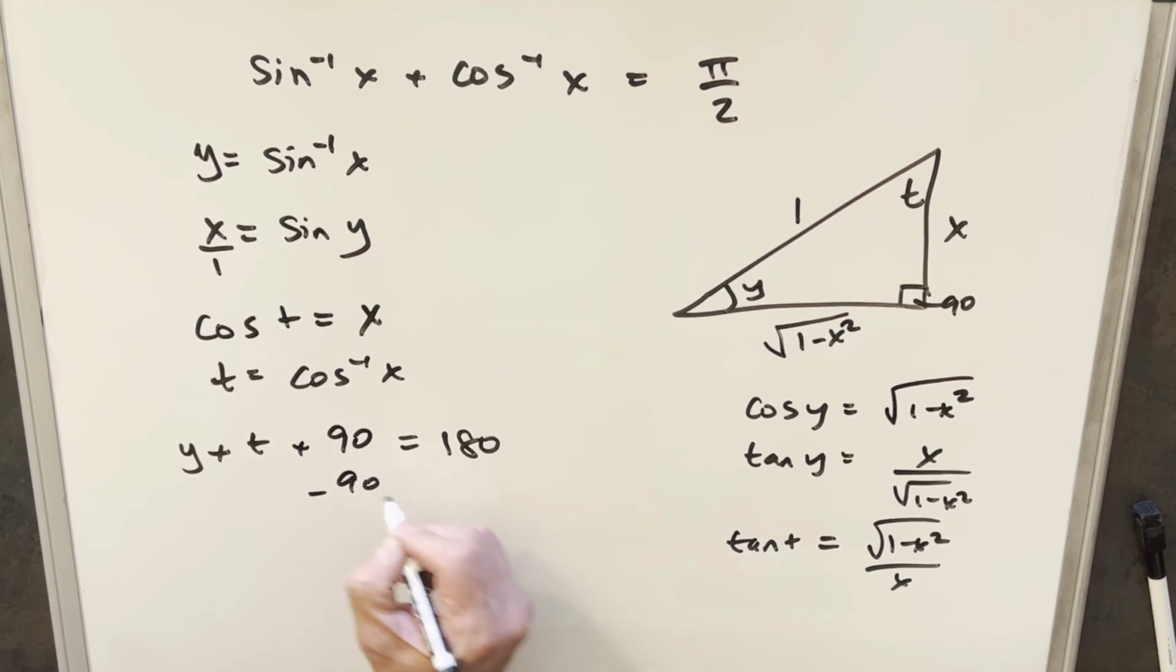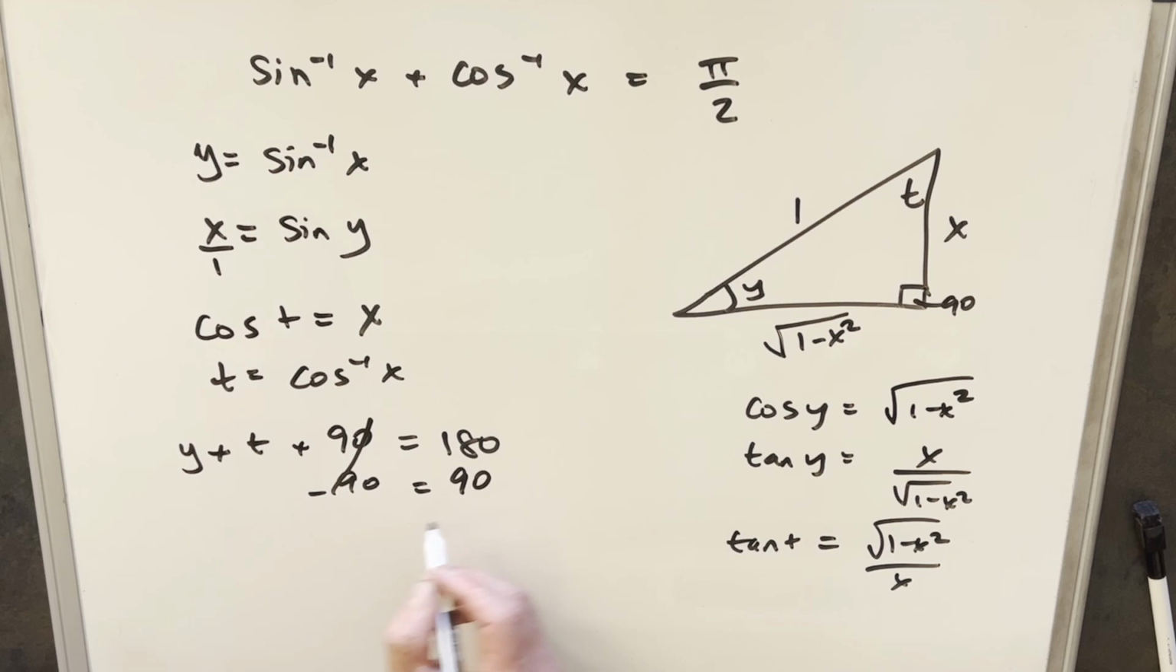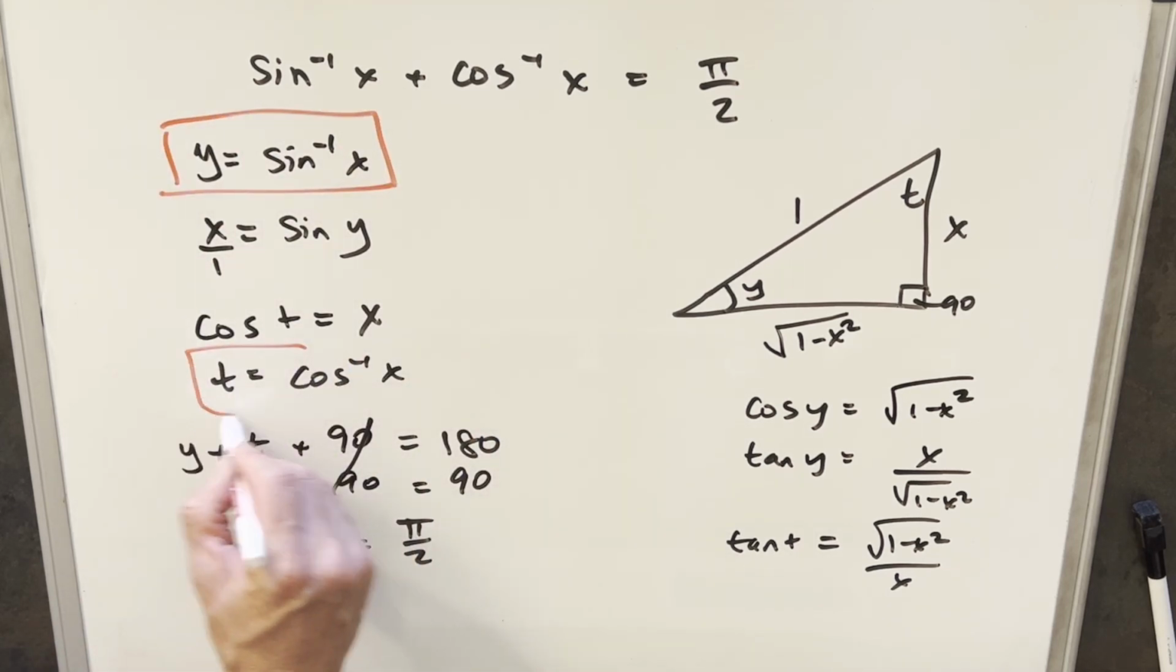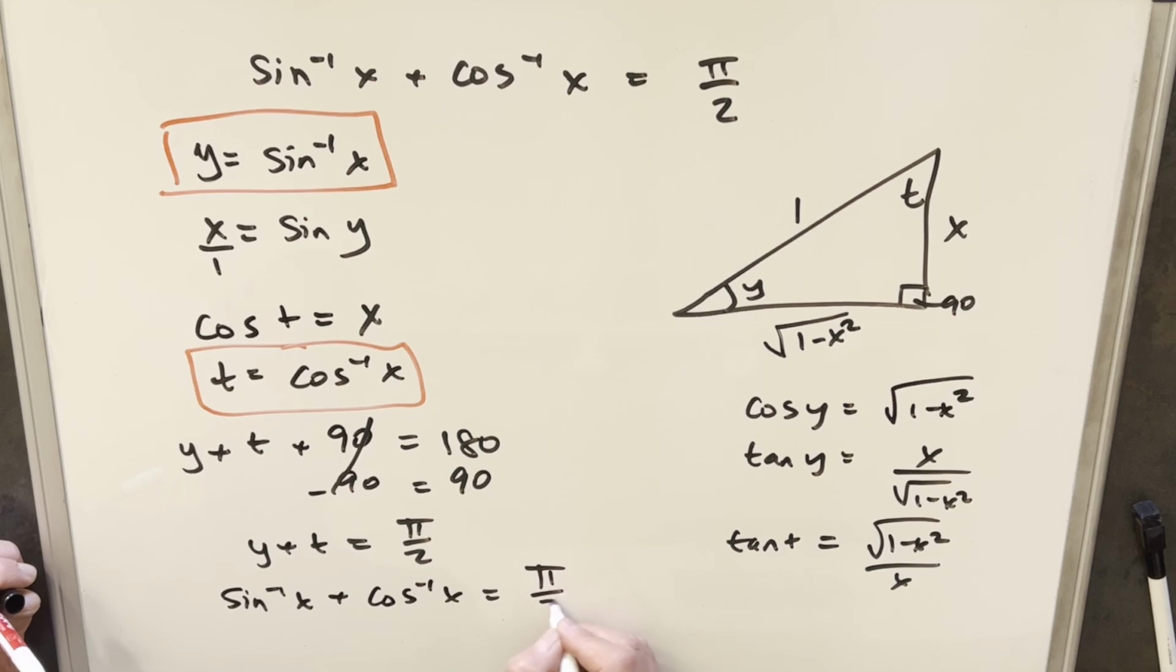Well, if I subtract 90 from both sides, then that's going to cancel, and we just have 90 here. We can write that in radians, so we can say that y plus t equals 90, or pi over 2 in radians. But at this point, we've already found our y and t values. We have y right here, arc sine of x, and we have our t value right here, so we can write in arc cosine of x, and that equals pi over 2.